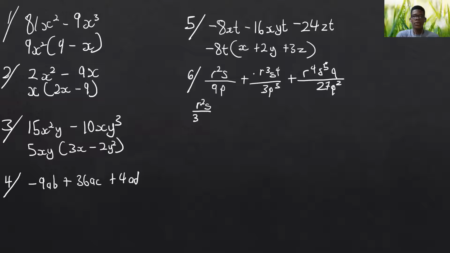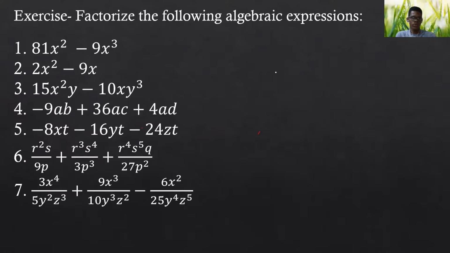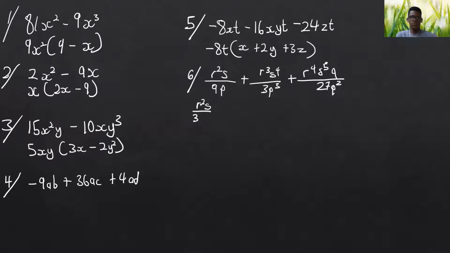Next we have p to the third, and p square. Let's double check. Yes, p to the third and p square. Again, once you're dealing with variables, just take the one with the lowest power, provided that the variable is in each term. That's what we need to check. It's in each term, the lowest power is 1, so p. So the highest common factor here is r square s divided by 3p, open bracket.